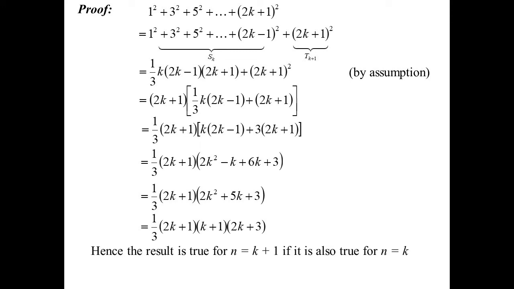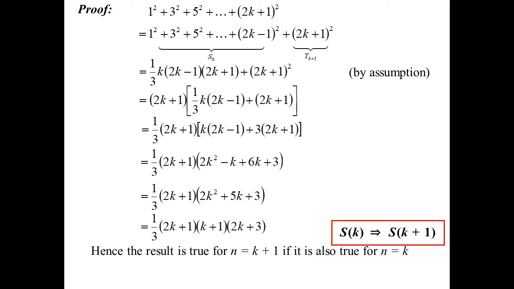So now I say, yes, I've done it. Hence, my proof is true for k plus 1, but it's only true if my assumption was true. If my assumption's false, then my whole proof's a pack of garbage. So it's only true if it's also true for n equals k. That's why we must write that. What we're saying is, yes, I've proved it, but my proof only works if my assumption is correct.